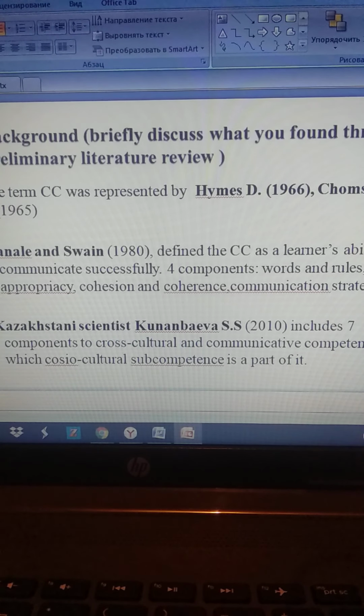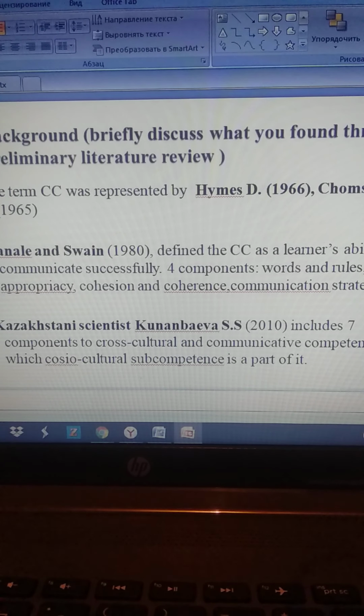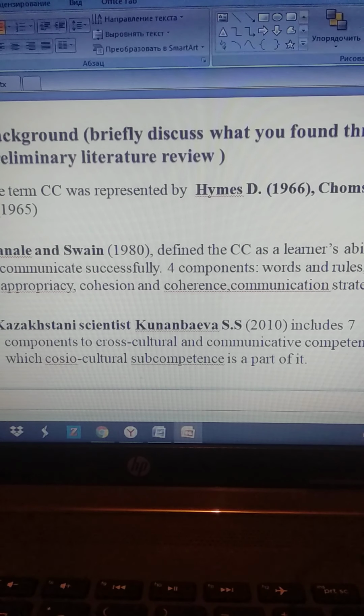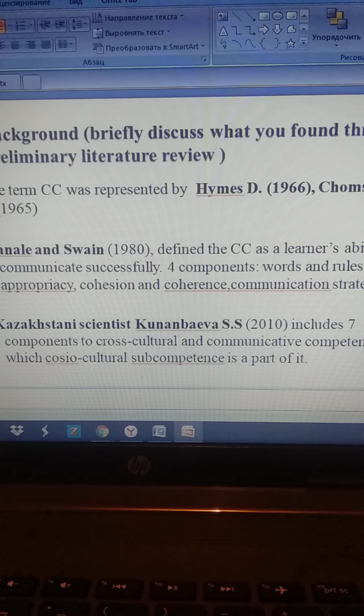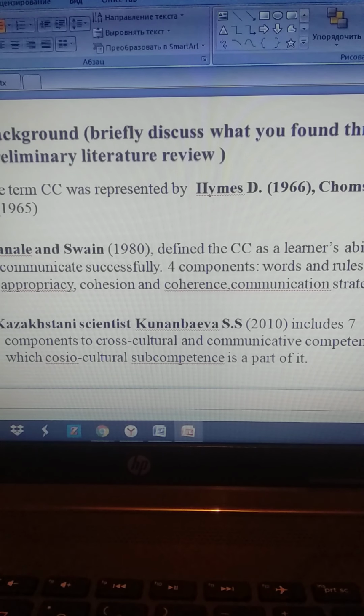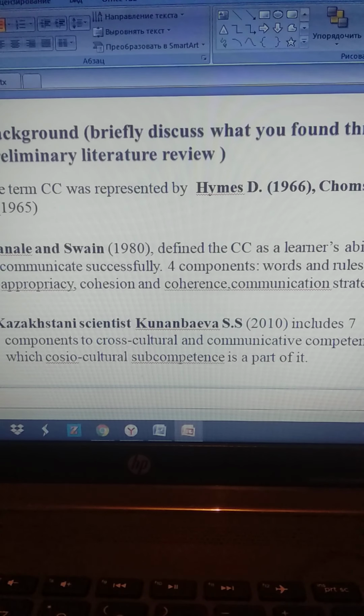Background of literature review. As I have said before, the term communicative competence was represented by Hymes and Chomsky. Then Canale and Swain defined the communicative competence as a learner's ability to communicate successfully. They include 4 components: words and rules, appropriacy, cohesion and coherence, and communication strategies.